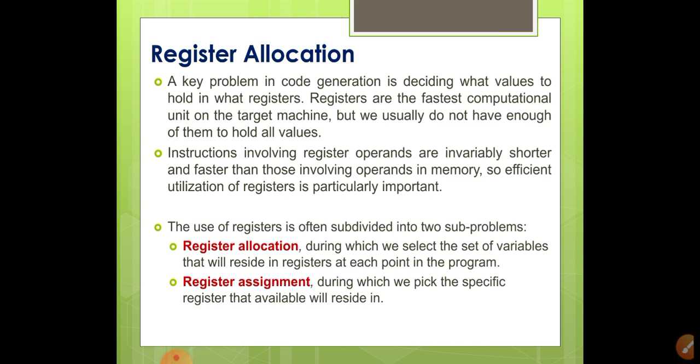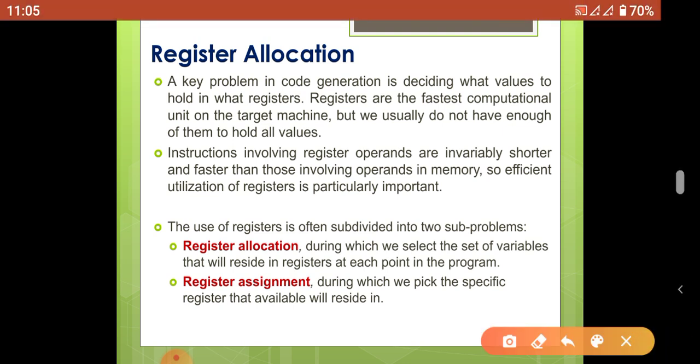The last important function of the code generation phase is how we efficiently use the registers in the architecture. Because searching for a variable present in a register is much faster than for a variable present in a memory location. That's why we use registers to store variables. For that purpose, we are going to discuss two important subprograms: register allocation and register assignment.